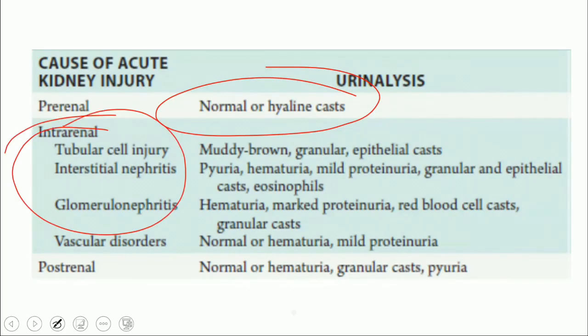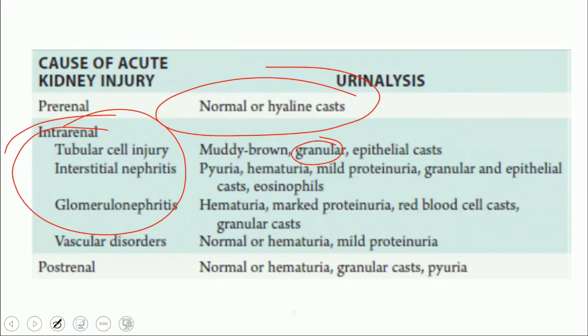But in the intrarenal ones, you can have certain changes in the urine microscopy, right? For example, in glomerulonephritis, you will find hematuria, right? Red cell casts, right? Dysmorphic red cells. You need a microscope for that, but you will find these things. In tubular necrosis, you see a lot of granular casts, neutrophil-related, inflammation-related casts, so granular casts, right? In glomerulonephritis, you see hematuria, you see red cell casts.